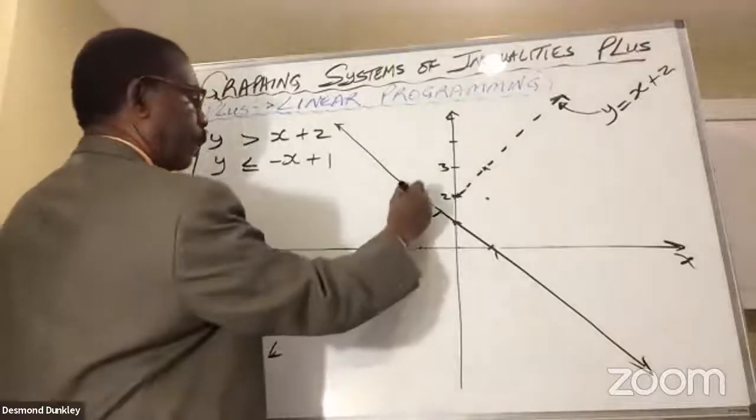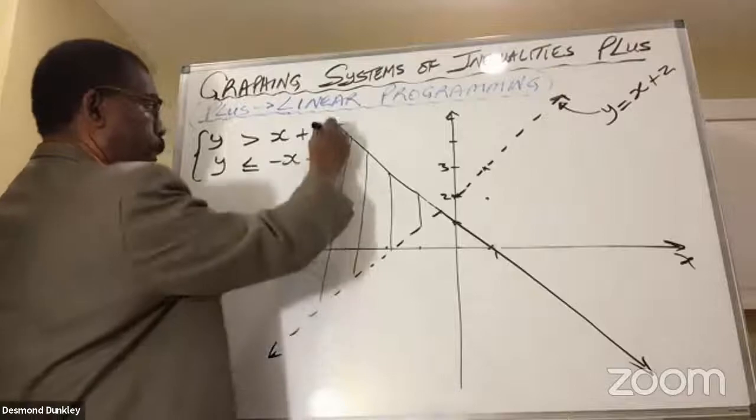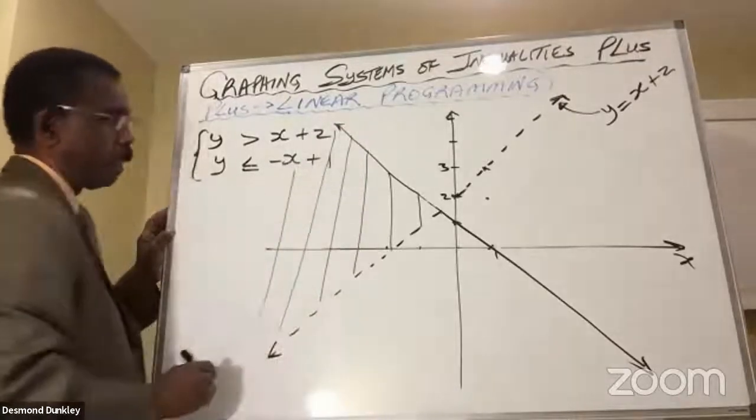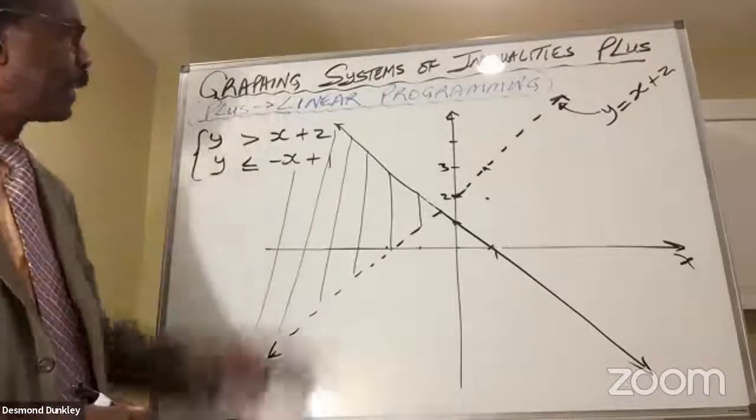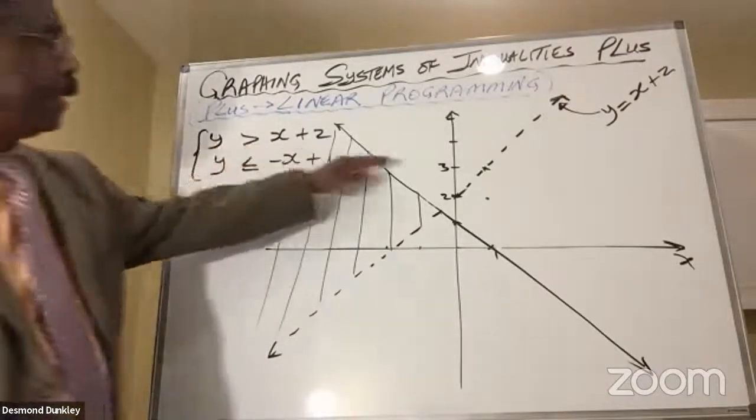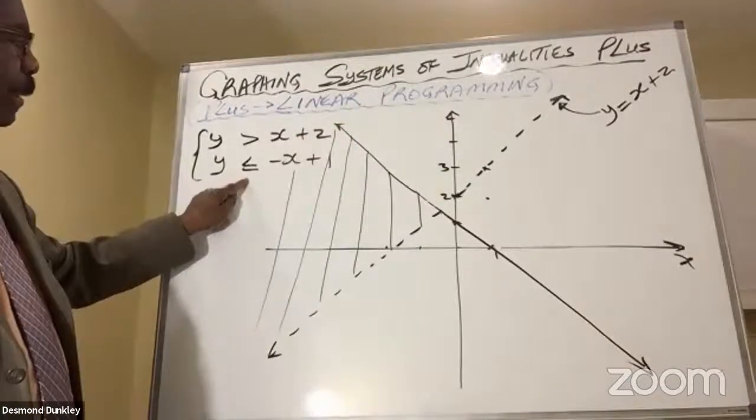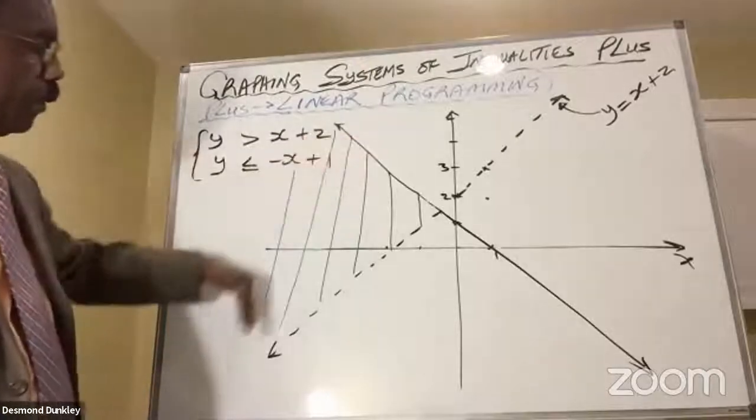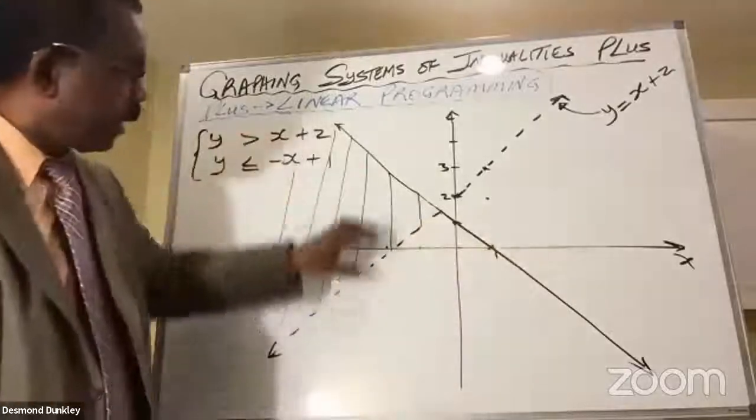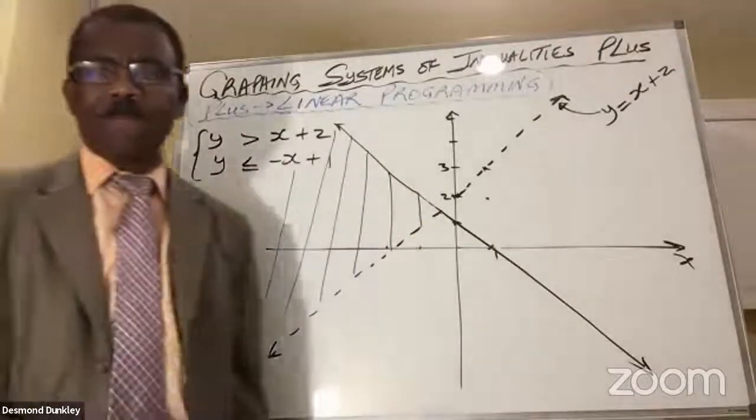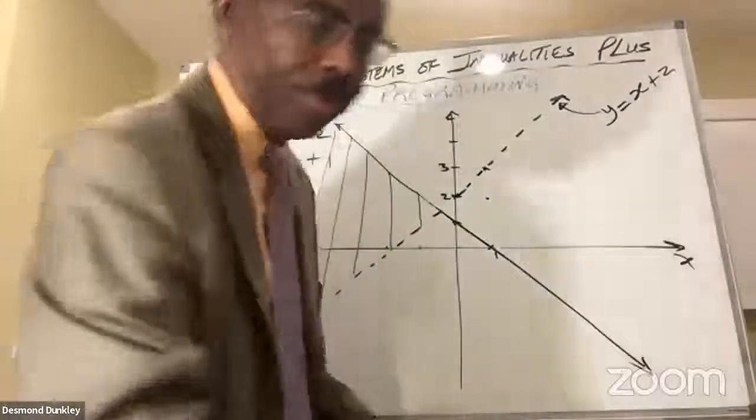So it's actually this. That's the solution to this particular question. y greater than x plus 2, so it's above. And y less than or equal to this one, so it's below. The area where they overlap is in this corner right here. Okay? Make sense? Let's try another one to bring it home.